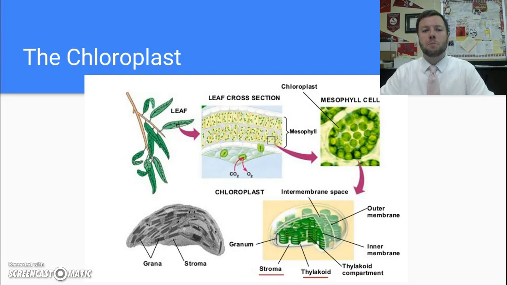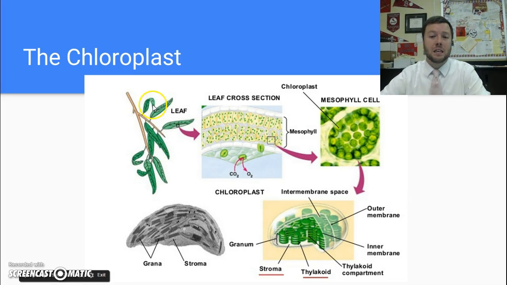So let's talk about the chloroplast. Like we learned about when we discussed endosymbiosis a few weeks back, a chloroplast is similar to a mitochondria in that it has its own DNA, so its own lineage, as it were. It reproduces on its own as well. So if you look at a plant, it's got leaves, right? Within that leaf, there's different layers.